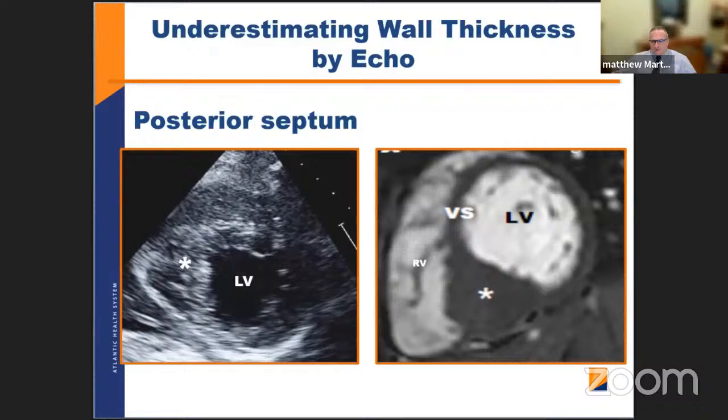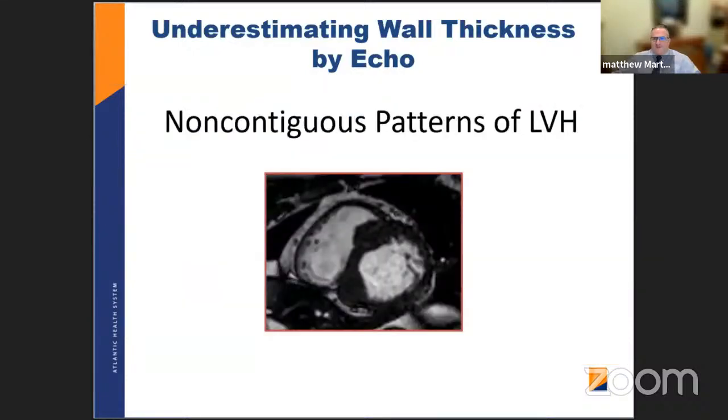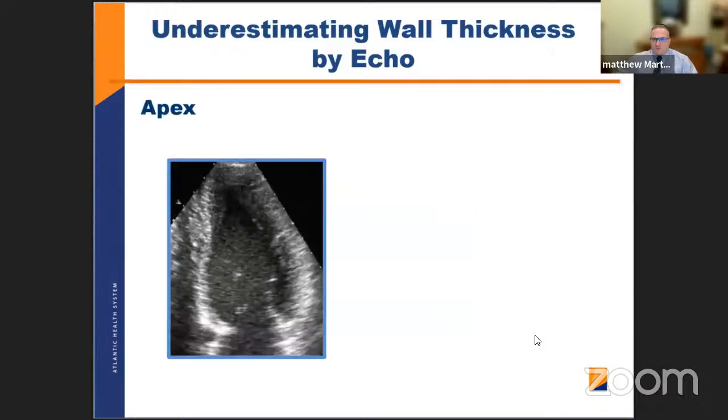It becomes crystal clear with the cardiac MRI. And non-contiguous patterns look like this. So if we have a long axis view by echo, it may miss hypertrophy on either side of a normal wall thickness, making it difficult to make the diagnosis. So whatever the sonographer shows you is what you're going to interpret.